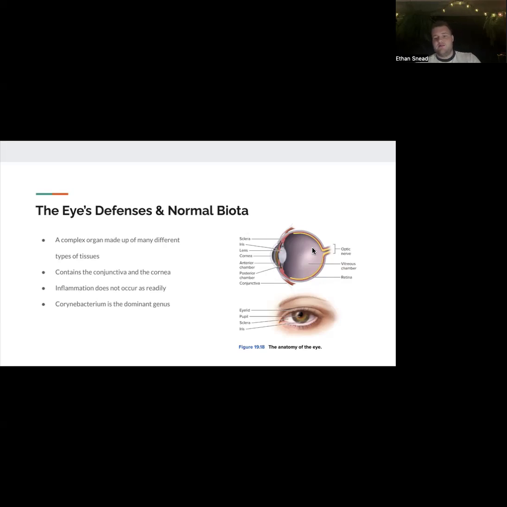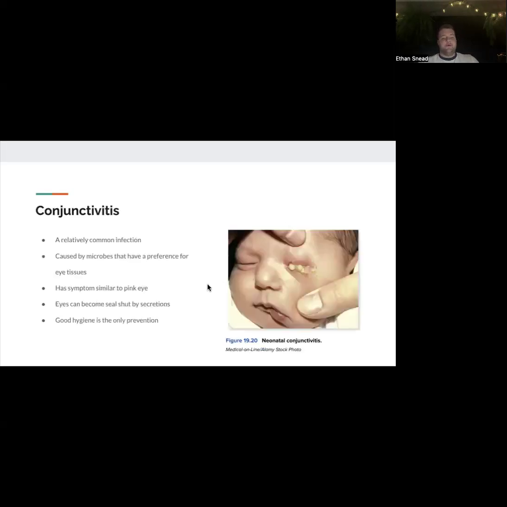Here to the right is figure 19.18 from our book, and this just gives you a brief anatomy of the human eye. So as you can see, here's the cornea and the lens that surrounds it. If you want to pause here, you can look and study this part, but I'm not going to personally cover it at the moment. Now, these last two slides, we're going to be getting into the diseases and infections of the eye.